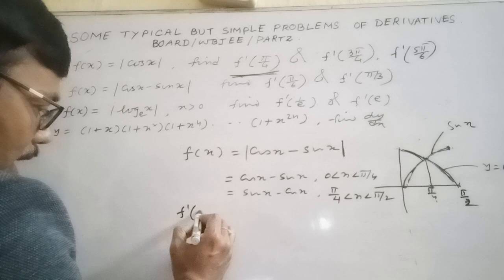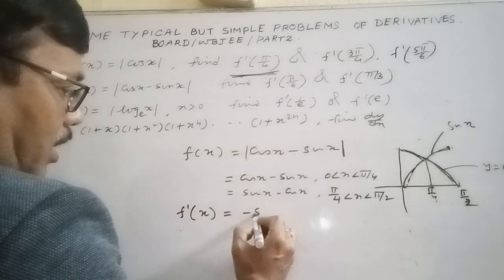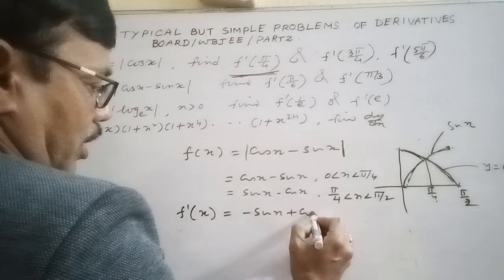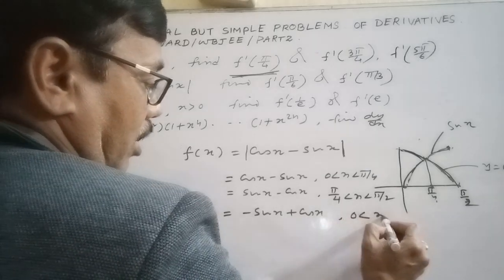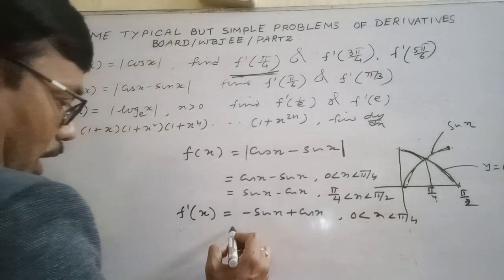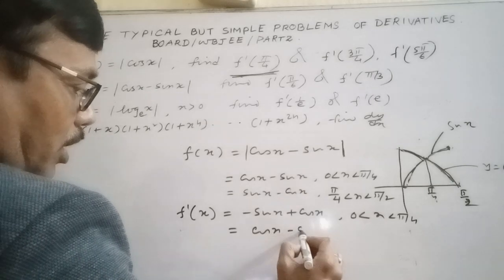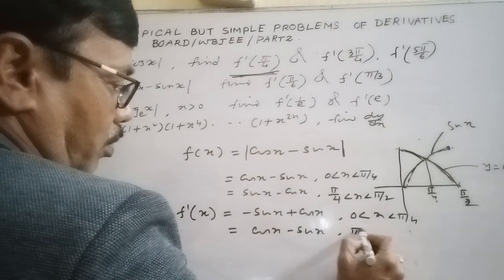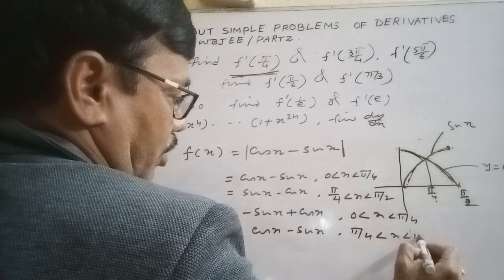So what is f dash x? Minus sin x plus cos x. Now you must write the restriction. And this is cos x minus sin x for pi by 4 less than x less than pi by 2.